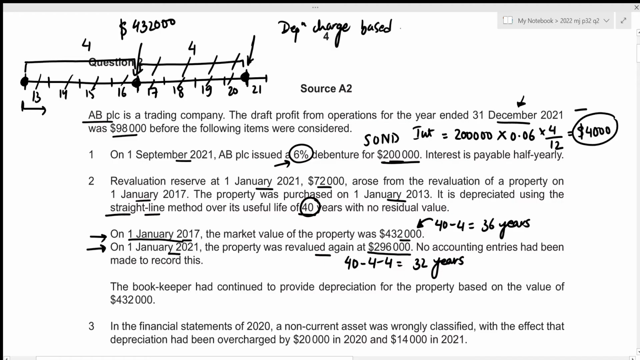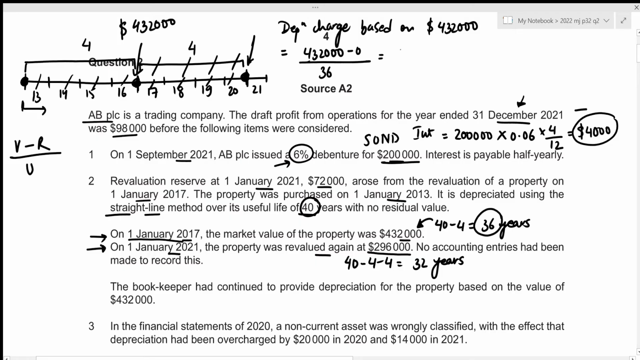based on our market value of 432,000. We're using the straight line method, which means that the formula is going to be our value minus residual amount divided by the estimated useful life. In this case, the value is 432,000. We're not given any information regarding residual value, so that will be 0. And we have already figured out that the number of useful years to be utilized is 36 years.